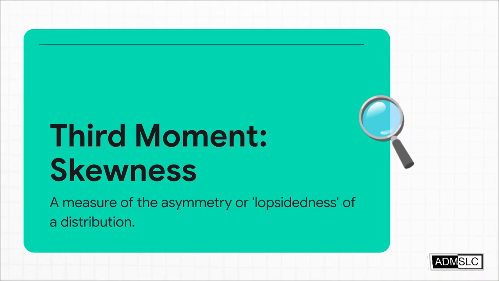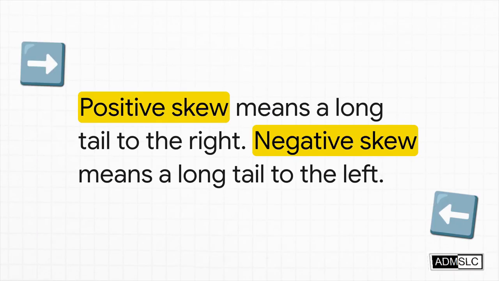The third moment is called skewness, and it does exactly what it sounds like. It measures the asymmetry or lopsidedness of the data. A perfect symmetrical bell curve has zero skew, but most data in the real world isn't so perfect. Skewness tells us which direction the data is being pulled. And it's actually pretty easy to read.